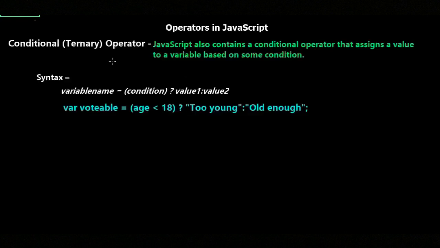Moving ahead, we have a conditional operator which has three different parts. That's why it's a ternary operator. So this is how it looks like. We have a variable name, we have the condition, and depending upon if the condition is true, value 1 will be assigned, and if it is false, then value 2 will be assigned. So for example, we have a variable var votable, and then we are saying is age less than 18. If it is less than 18, then it will be too young, and if it is not less than 18, then it will be old enough. So this is how it looks. We'll use this in the program in further videos, don't worry.